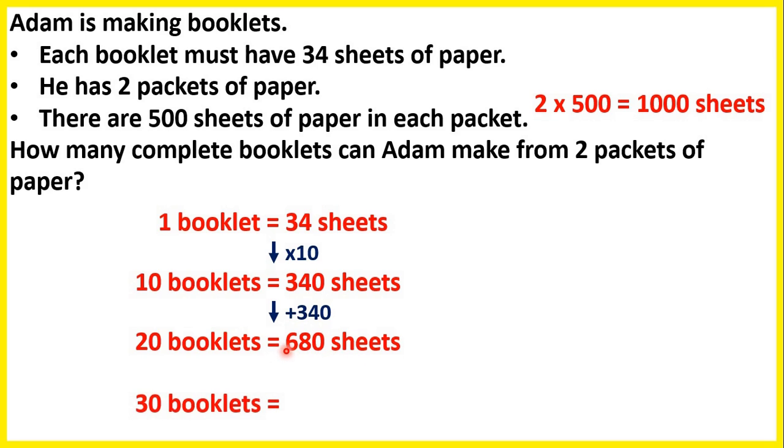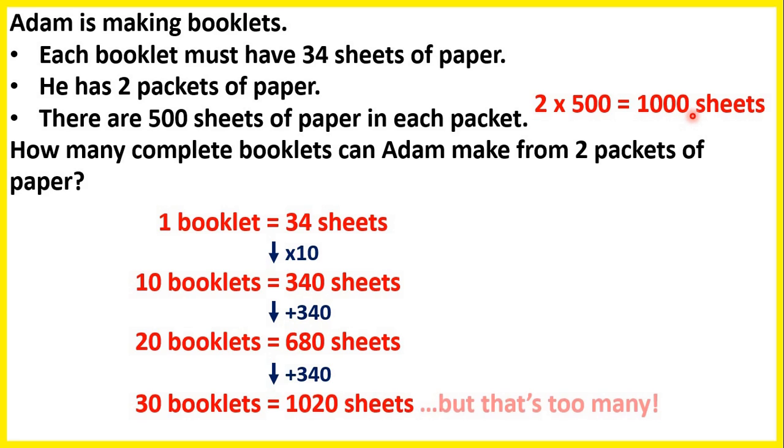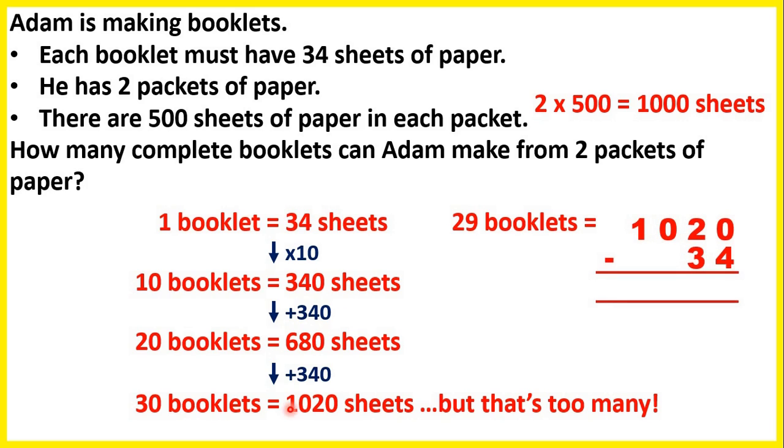But if we add another 340 to find how many sheets we need for 30 booklets, that will give us 1,020, but we only have 1,000 sheets. So we can find 29 booklets by subtracting 1 booklet, so subtracting 34 sheets from 1,020, and that tells us that for 29 booklets we need 986 sheets. So that's how we know that Adam will make 29 complete booklets, because that's less than 1,000, but to make 30 he would need more than 1,000 sheets.